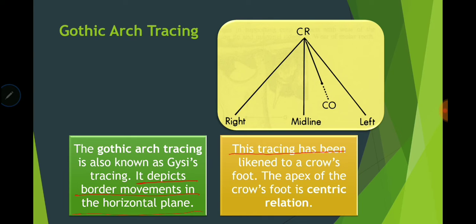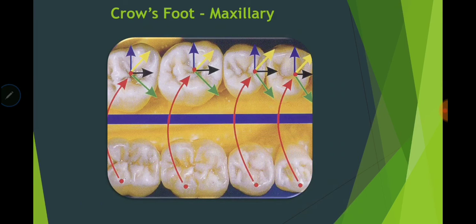So the Gothic arch tracing has been likened to the cross foot, and the apex of the cross foot is centric relation. Okay, so centric relation is the apex of the cross foot in the Gothic arch tracing. Make sure you keep that in mind. All right, so this is a cross foot on the Gothic arch tracing.